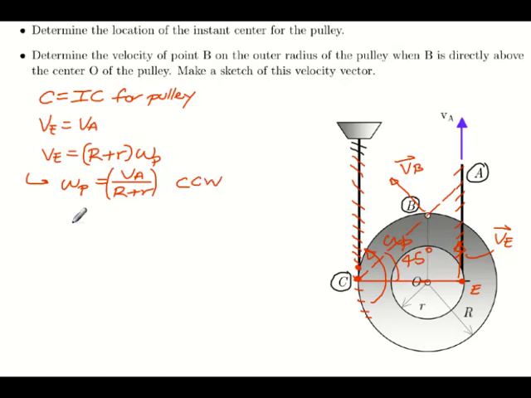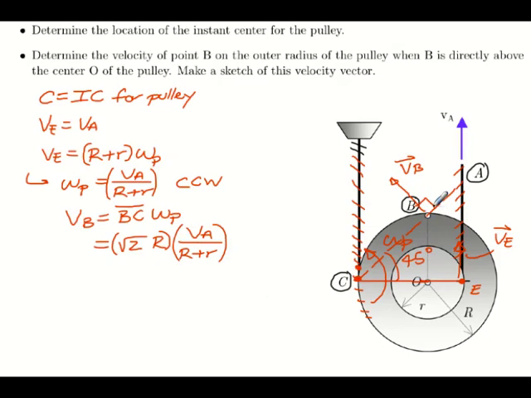So the speed of B is equal to the distance between B and the instant center times omega p. The distance between B and C, that's going to be the square root of 2 times big R. Omega p we saw was VA divided by R plus r. So again, VB is perpendicular to the line that connects B back to C.